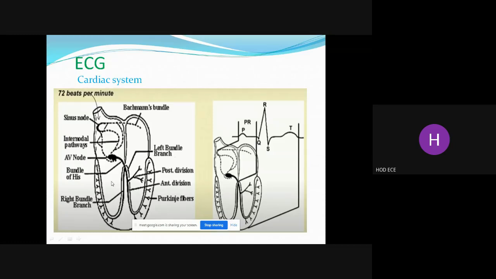Similarly, the lower two are the ventricles, and these two ventricles pump the blood out of the heart. The right ventricle pumps the blood to the lungs, which is rich in carbon dioxide, and the left ventricle pumps the blood to the various parts of the body through the arteries, which is rich in oxygen.